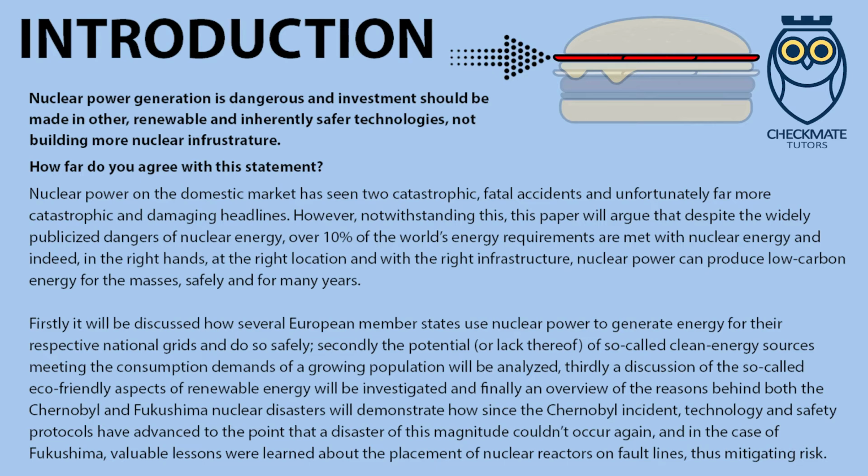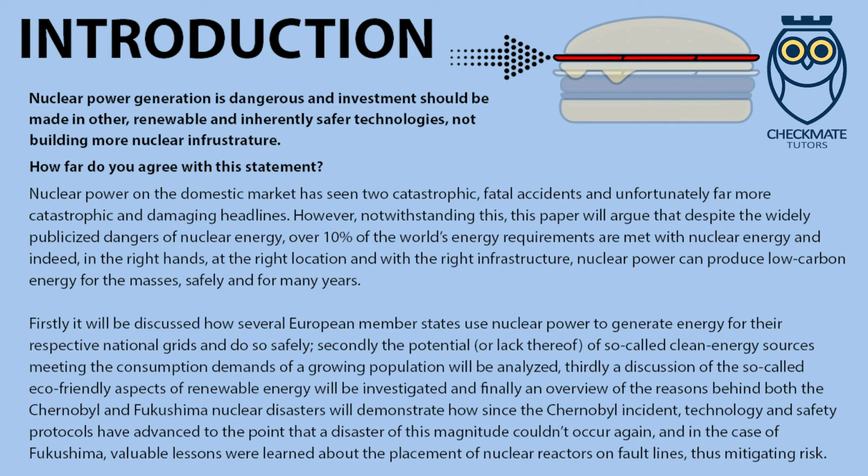Firstly, it will be discussed how several European member states use nuclear power to generate energy for their respective national grids and do so safely. Secondly, the potential or lack thereof of so-called clean energy sources meeting the consumption demands of a growing population will be analysed. Thirdly, a discussion of the so-called eco-friendly aspects of renewable energy will be investigated. And finally, an overview of the reasons behind both the Chernobyl and Fukushima nuclear disasters will demonstrate how since the Chernobyl incident, technology and safety protocols have advanced to the point that a disaster of this magnitude couldn't occur again.